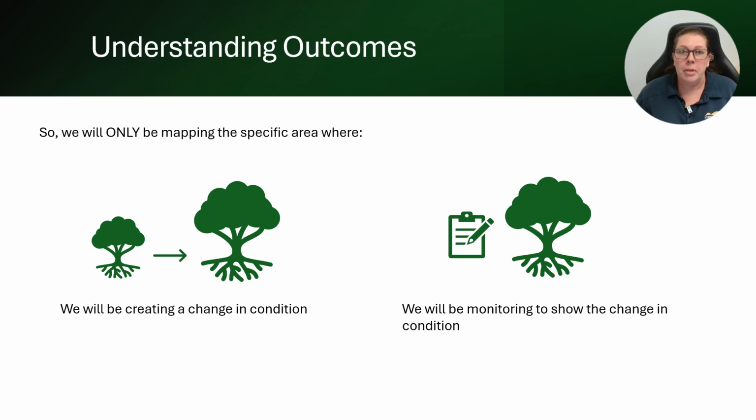When we look at mapping for the SWIF, it's important to understand that we only want to map the area where there will be an outcome. That is, where there will be a change in condition, and we will be monitoring that area with the appropriate monitoring tool to be able to show the change in condition.